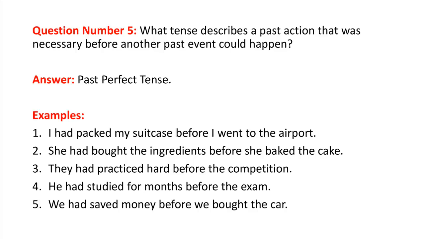Question number 5. What tense describes a past action that was necessary before another past event could happen? Answer: past perfect tense. Examples: I had packed my suitcase before I went to the airport. She had bought the ingredients before she baked the cake.